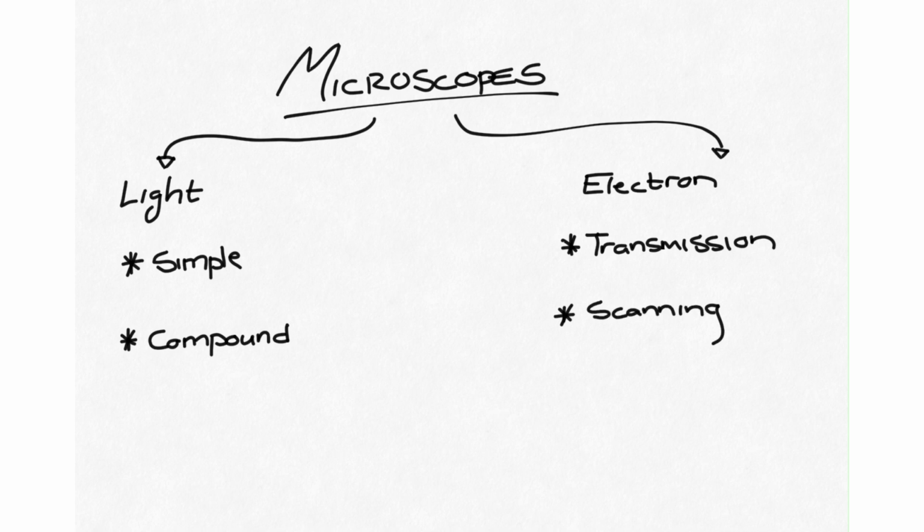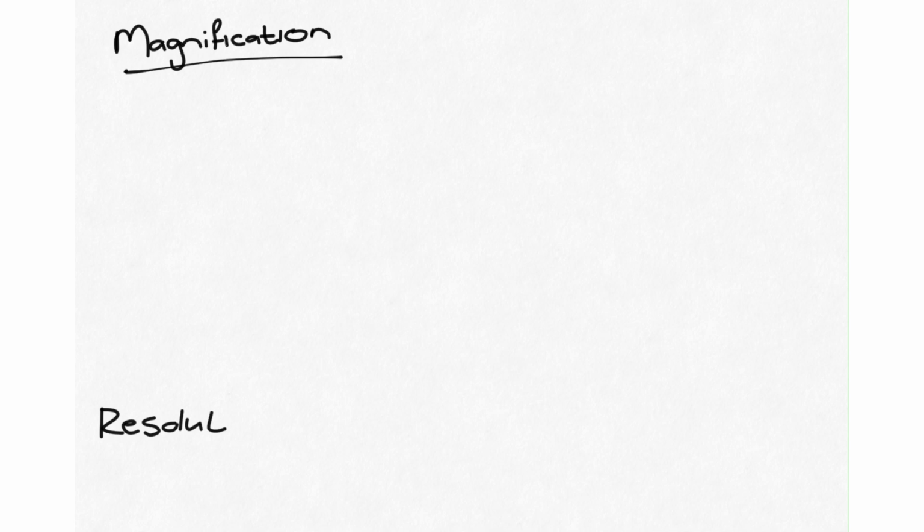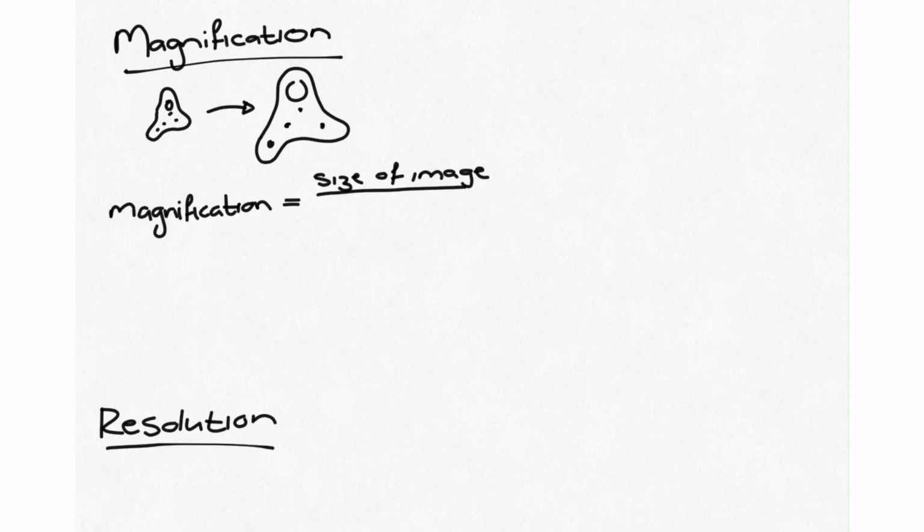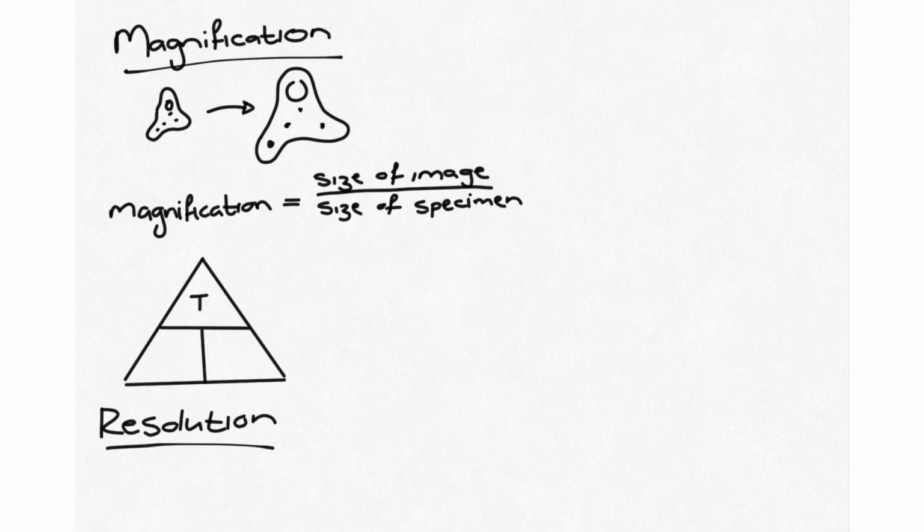The two most important qualities when working with microscopes are magnification and resolution. Magnification can be defined as the number of times an image is larger than the specimen being observed. This can be calculated by dividing the size of the image by the size of the specimen under your microscope. You can remember this by remembering I AM, which means magnification equals image over actual size.